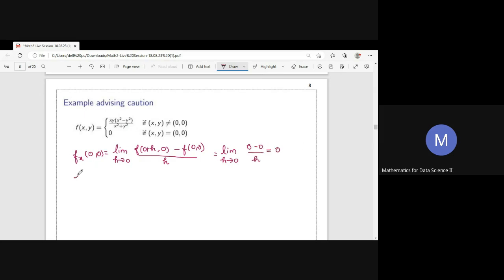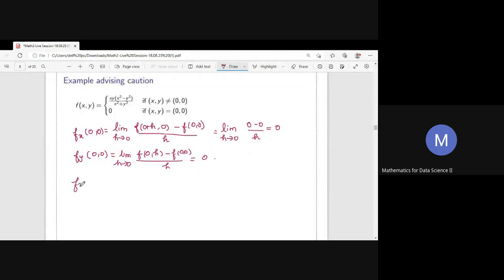Okay. And what is the partial derivative with respect to y? It is also going to be f of 0 comma h minus f of 0 comma 0, by h. Again, you are going to get the same. You know that this is 0. So it is 0. Okay, so this is the partial derivative at the point 0 comma 0. What about the partial derivative of this function at non-zero values? So now let x comma y not equal to 0 comma 0. It is not the origin. Okay, now for such points, what is the partial derivative?